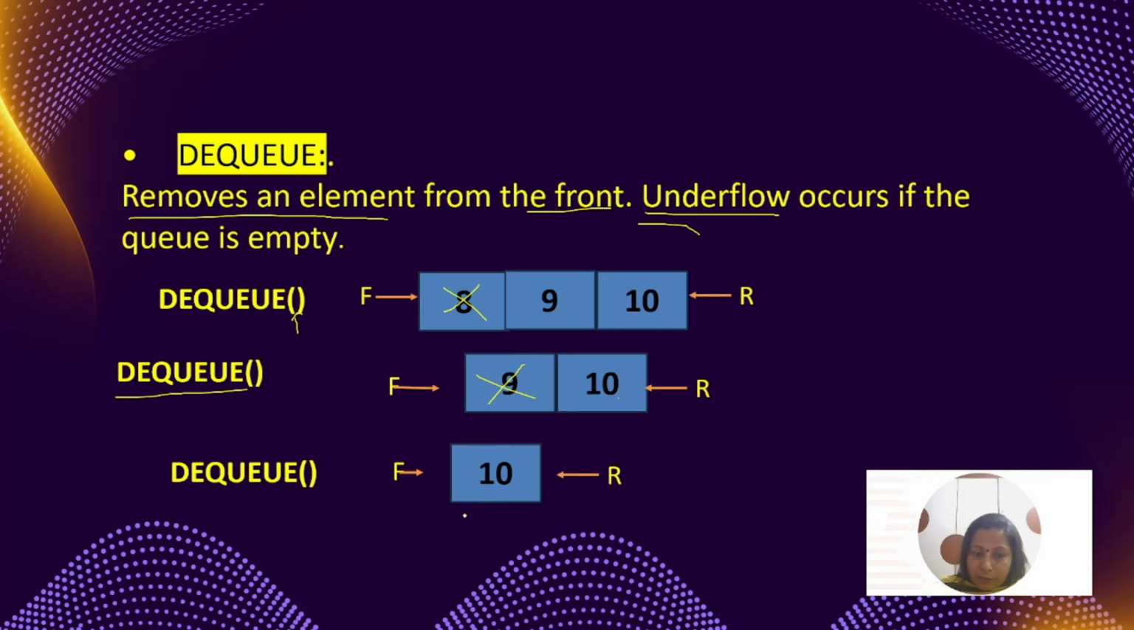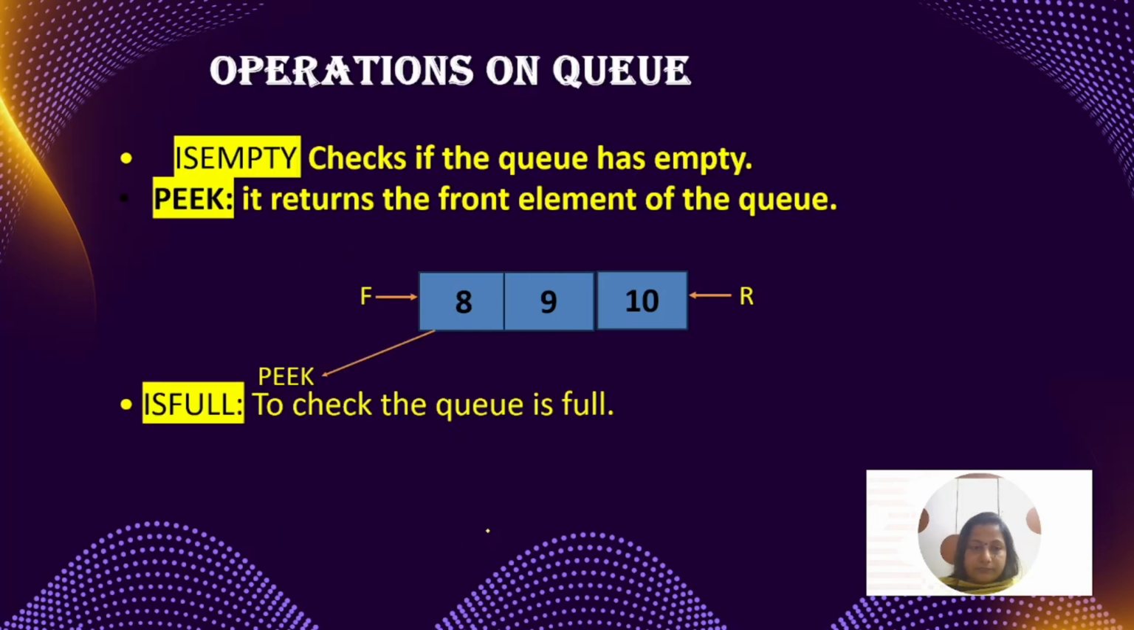If you want to make the queue empty, what will you do? Again you have to mention DQ. Then only you will get the empty queue. I hope everyone is clear on the concept. What is the meaning of NQ and DQ? NQ means add the element to the rear of the queue. DQ means remove an element from the front of the queue.